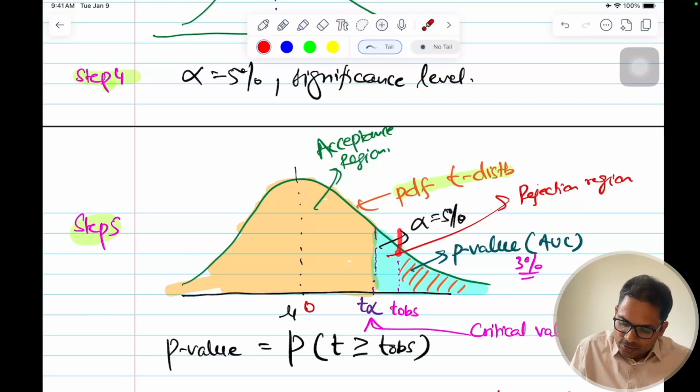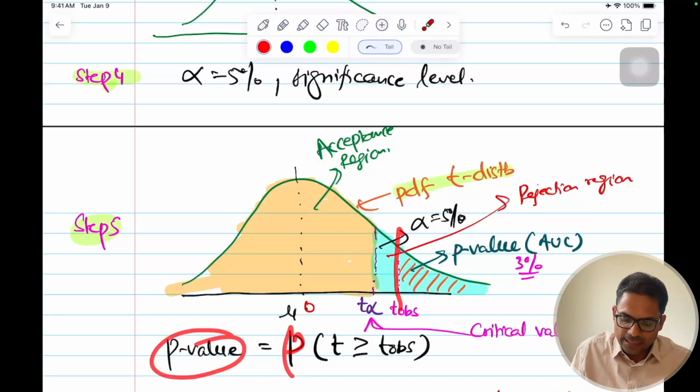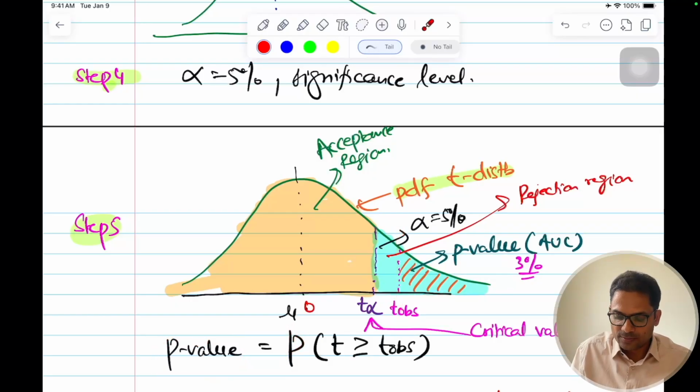Okay. So the p-value is the area under the curve beyond t observed, for t which is greater than or equal to t observed. What is the probability? This is the area under the curve. Here we'll get this value from the table. Okay, what is the value? We can get the corresponding value.